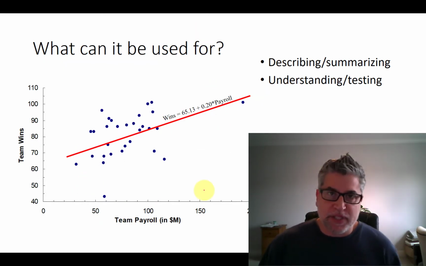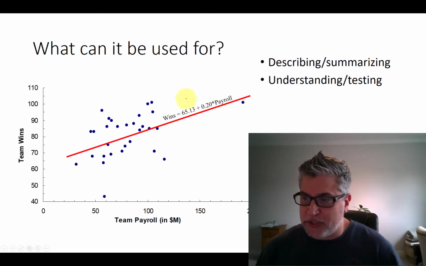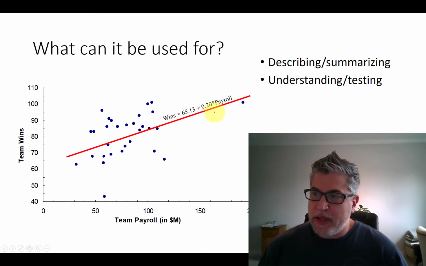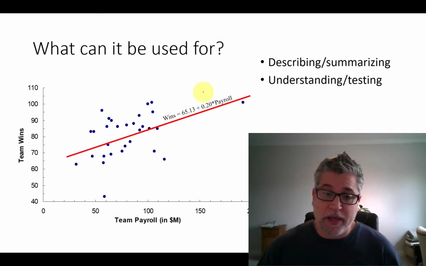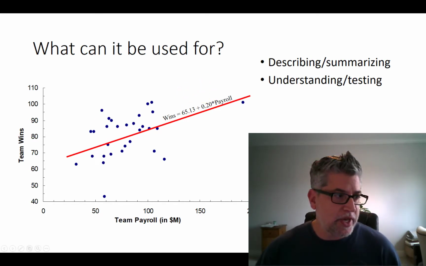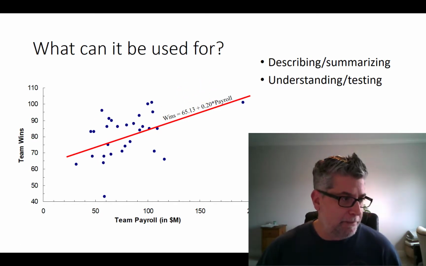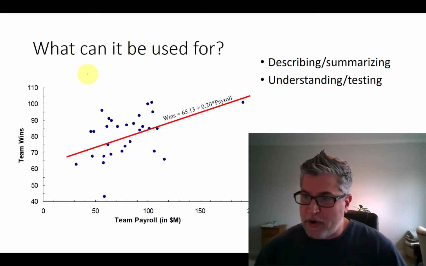The equation for this line can also answer questions such as, what would happen to the number of wins if payroll changes by a certain amount? Not what if payroll is a certain amount, but what if it changes by a certain amount? So let me show you how to do that. Let's get that pen back. All right, so we have our equation again.